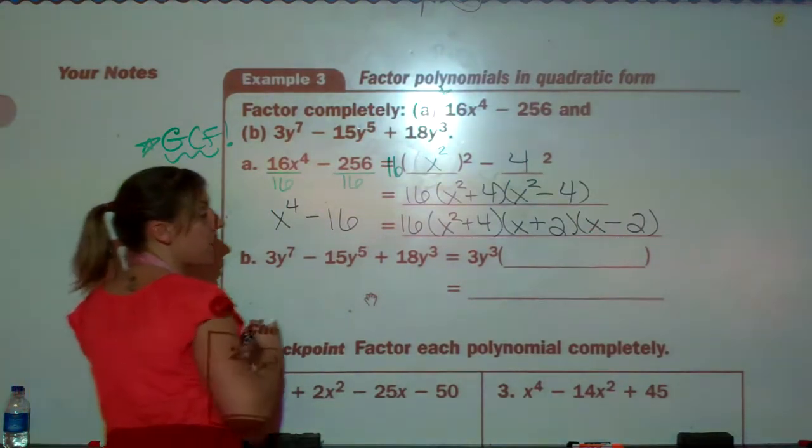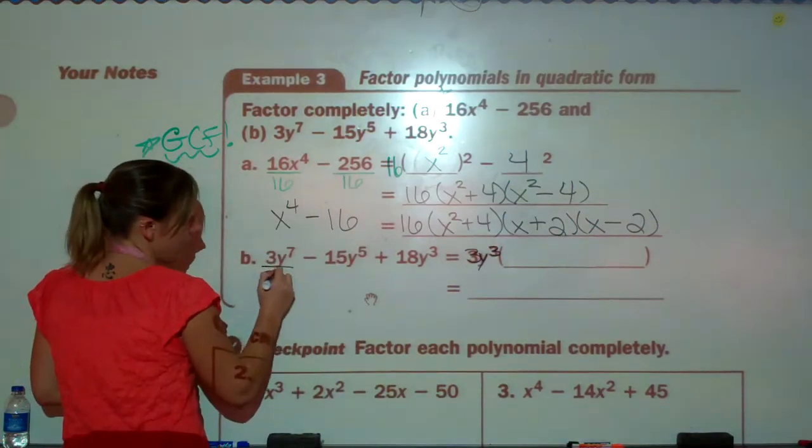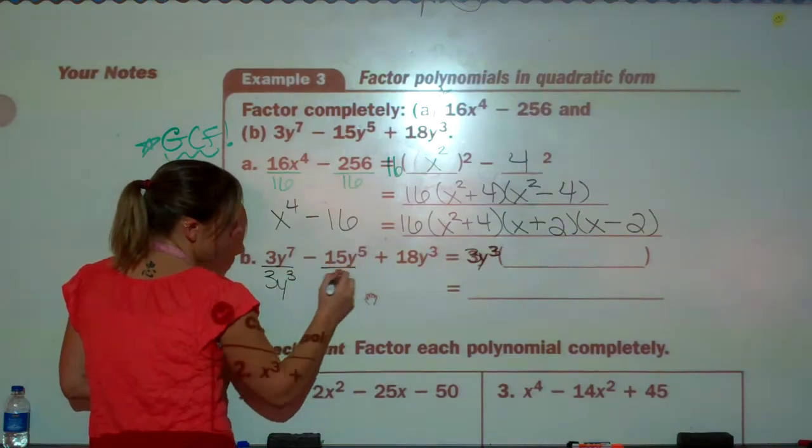Okay, first thing they already told us is the GCF is 3y to the third. So divide everything by that 3y to the third.